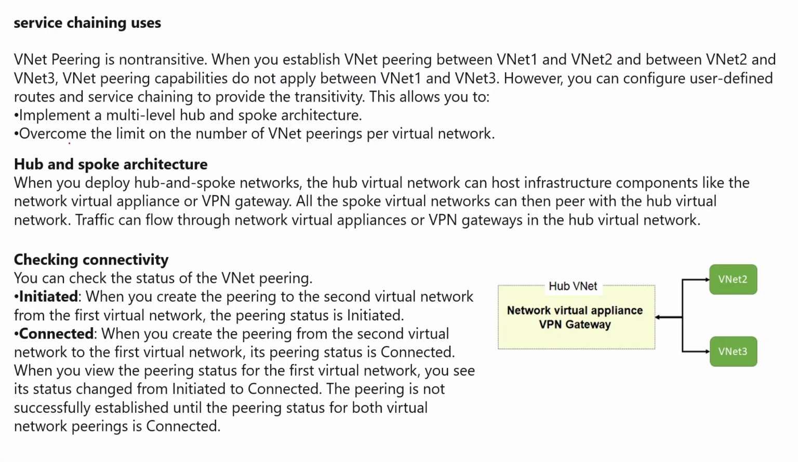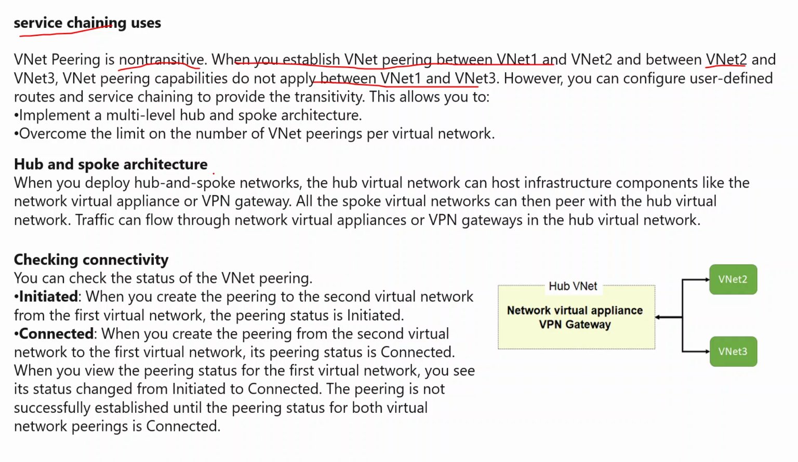So that is nothing but service chaining. VNet peering is not transitive. Not transitive in the sense, when you establish VNet peering between 1 and 2 and between 2 and 3, VNet peering capabilities do not apply between VNet 1 and VNet 3. However, you can configure user-defined routes and service chaining to provide the transitivity. So you can do some extra things and then make that connection live. By simply applying the connection between 1, 2 and 2, 3, it will not have the connection between 1 and 3.